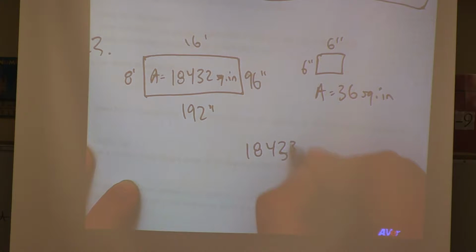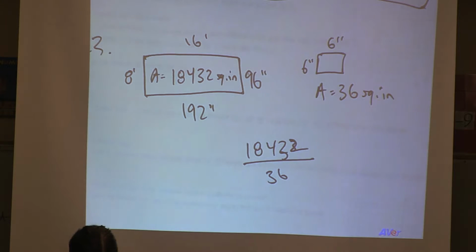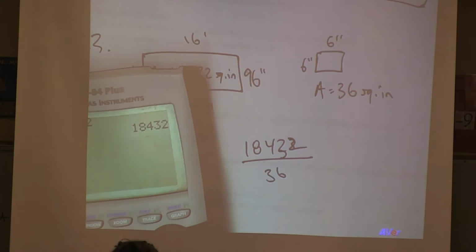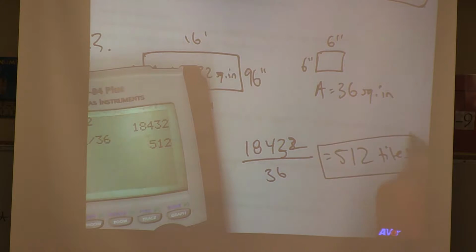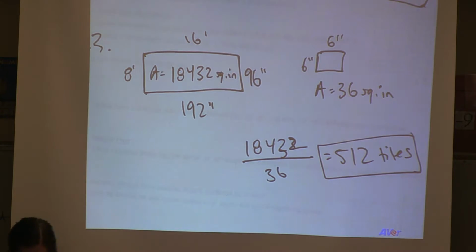whatever that is. Oh my gosh, I can't handle that. It's okay. Divided by 36. So if I do 18,432 divided by 36, I get my answer of 512 tiles. Okay, 512 tiles.